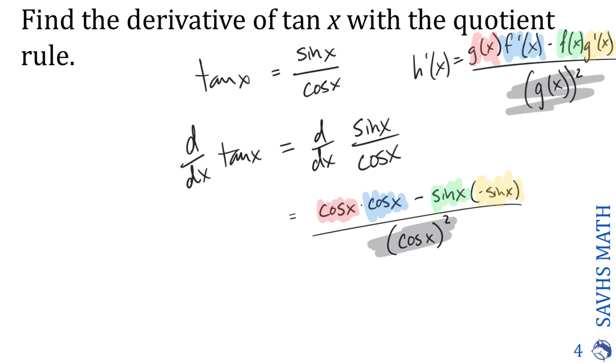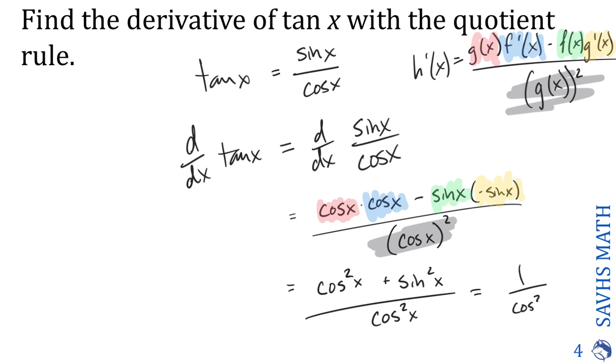Okay, and so then we just simplify, which is equal to cosine squared plus sine squared over cosine squared. And I know by the Pythagorean identity, this numerator is equal to 1. So it's just 1 over cosine squared. And so 1 over cosine squared is secant squared. So there's our derivative of tangent.